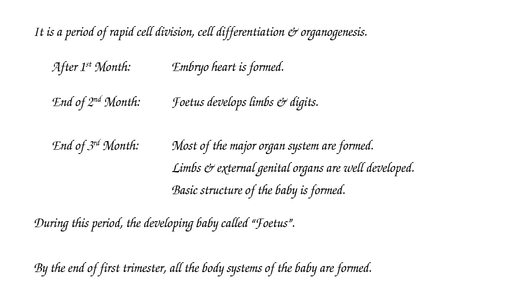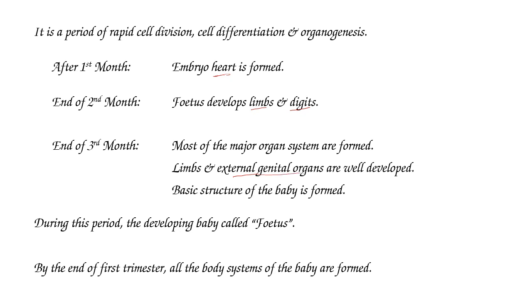So after the first month, the embryo's heart is formed. So heart formation occurs after the first month, and at the end of the second month, the fetus develops limbs, that means hands and legs, and digits, that means fingers, develop at the end of the second month. And at the end of the third month, most of the major organ systems are formed. Most of the major organ systems, limbs, external genital organs.